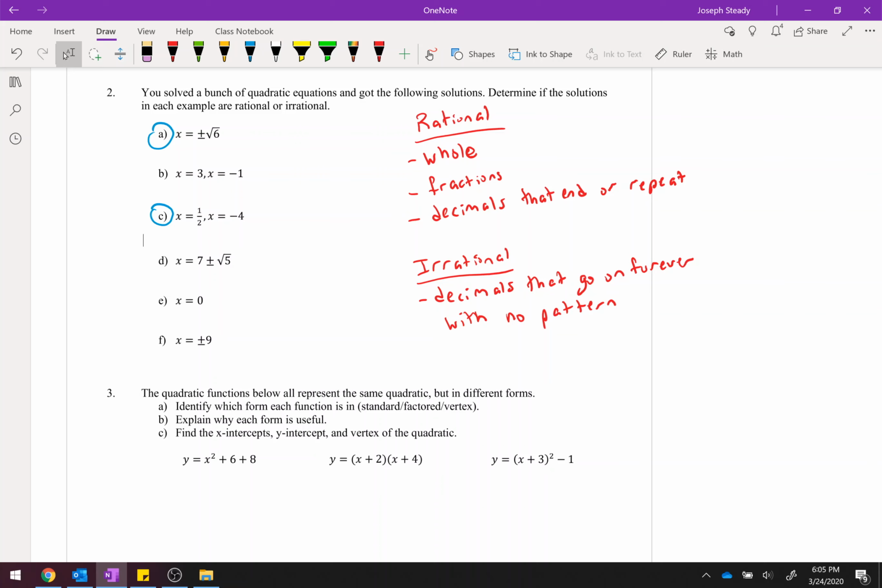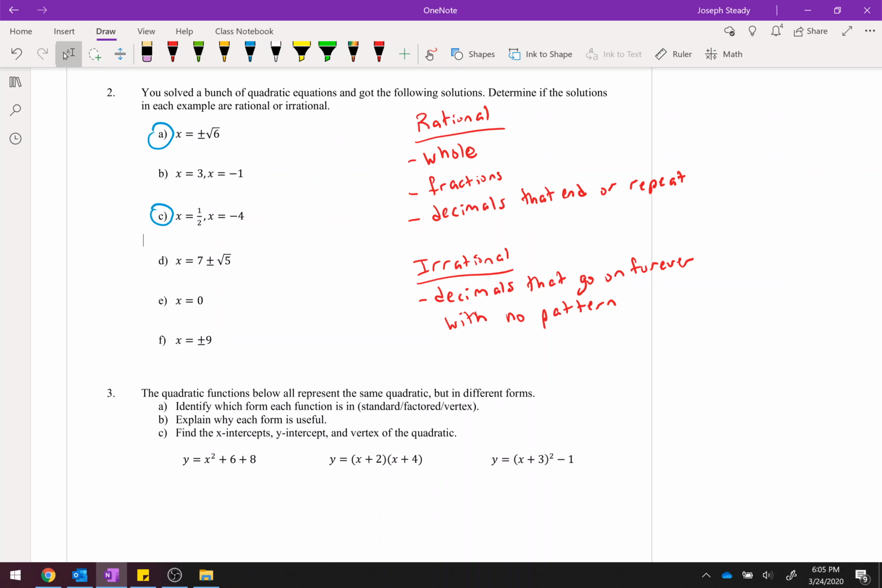In problem number 2, we are given a few solutions and asked to determine if they are rational or irrational numbers. Before we answer a couple of these, though, we should go over what rational and irrational numbers actually are. By definition, rational numbers are numbers that can be written as a fraction where the top and the bottom are both integers.